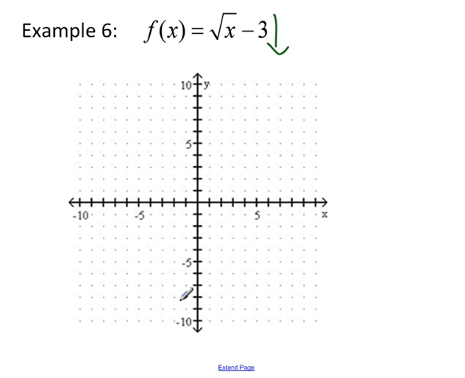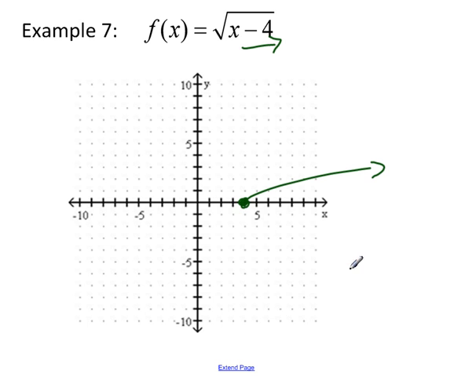Alright, 3 on the outside means we're going down 1, 2, 3. And again, same kind of curve. Just like that. Easy, easy stuff. Negative 4 on the inside. Which way is that going to go? Left and right, but it's going to go right because it's opposite. So I'm going to go 1, 2, 3, 4. Put my point here. And look at that go.